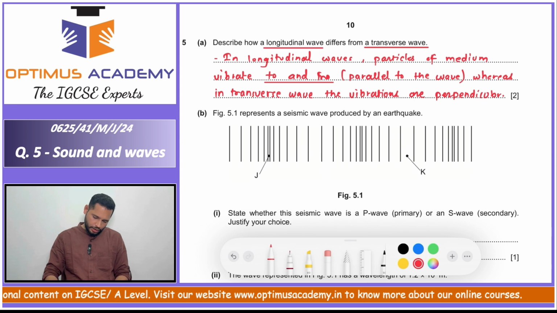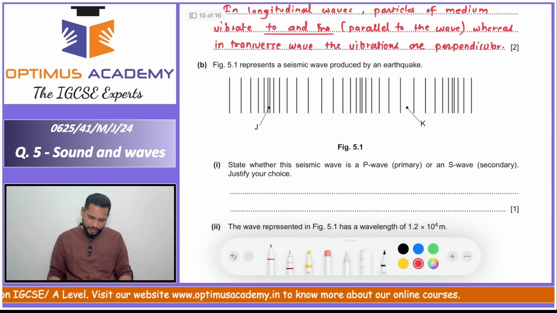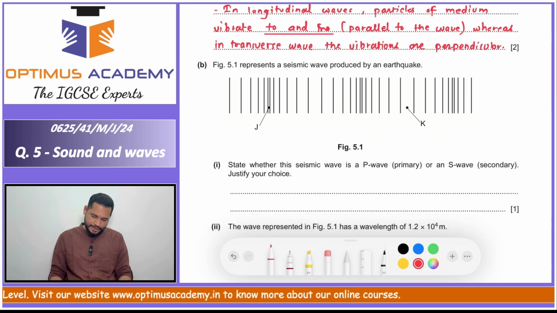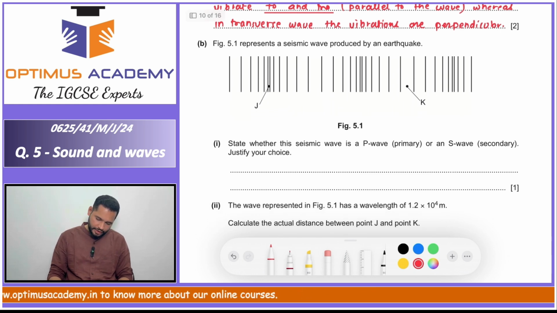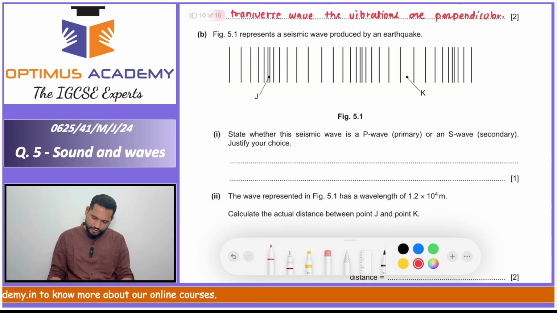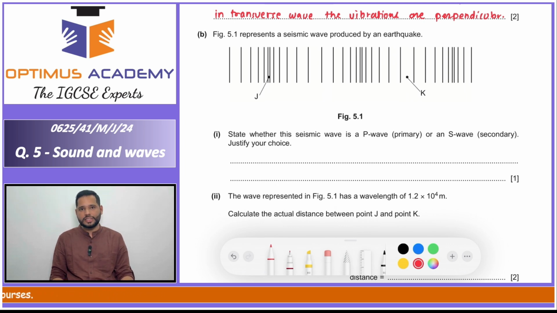Okay. Going to the next question, it says figure 5.1 represents a seismic wave produced by an earthquake. State whether this seismic wave is a P wave or S wave. P stands for primary and S stands for secondary. Now note that the P waves in seismic waves are primary and they are longitudinal waves, whereas S waves in seismic waves are secondary waves. They are transverse in nature.